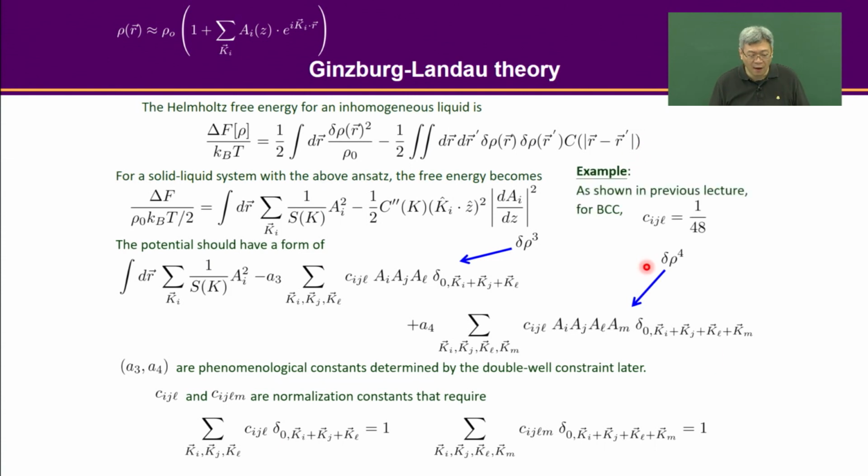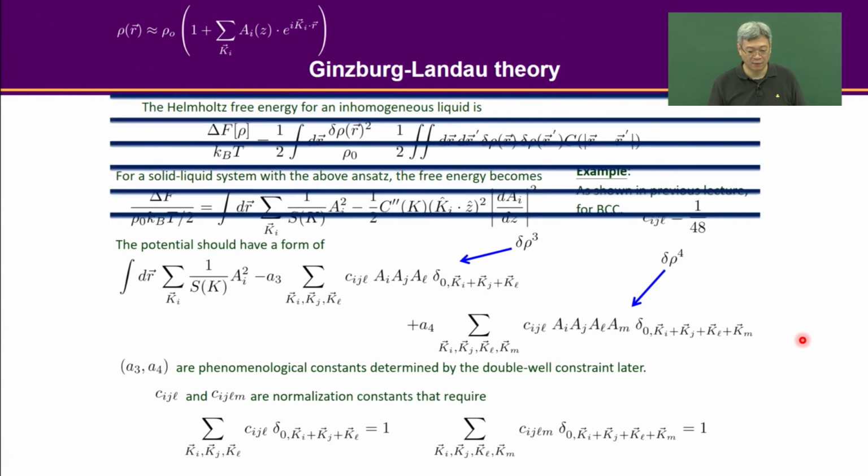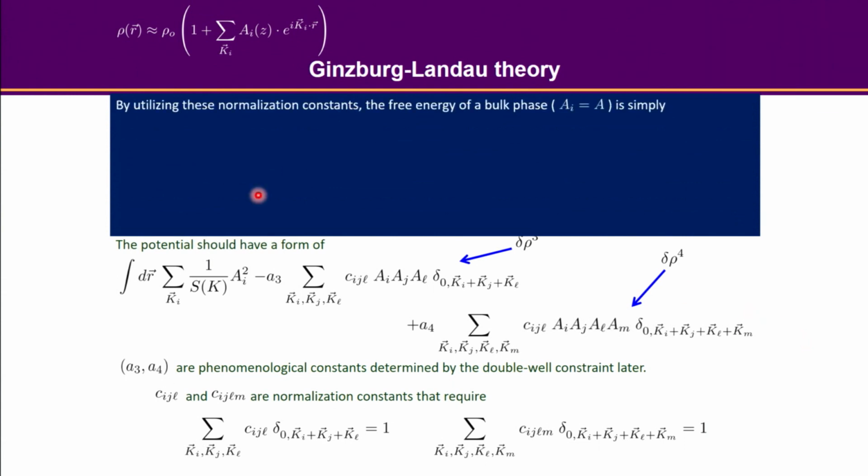All right. So for BCC, CIJL is 1 over 48. Okay. So how do we get A3 and A4? The constraint is the proposed bulk energy, right? That's the proposed bulk energy. But A3 we don't know. A4 we don't know. C we can know if you give me the lattice structure. That's something easy to compute. It's just a number. So the only two things we don't know are the A's.